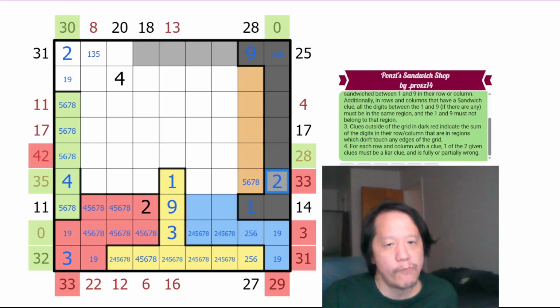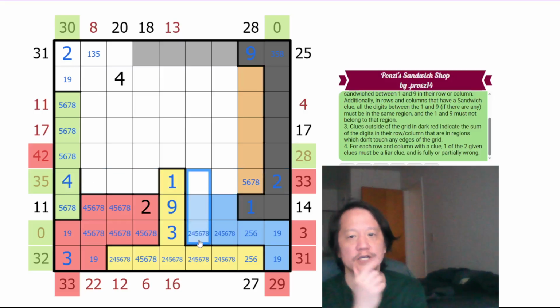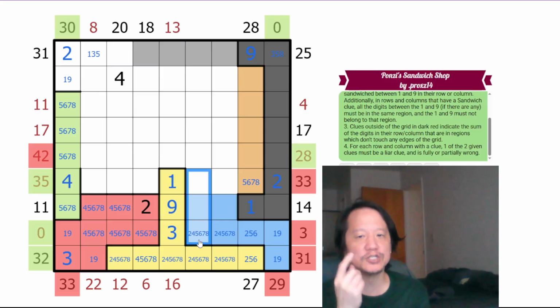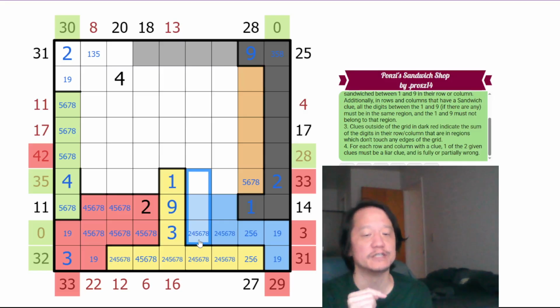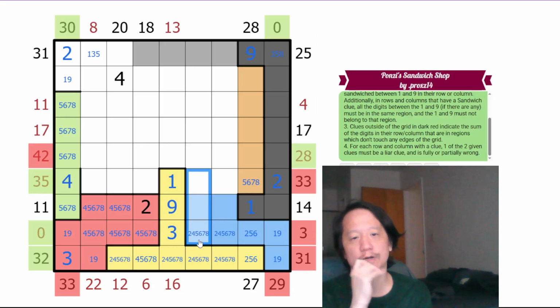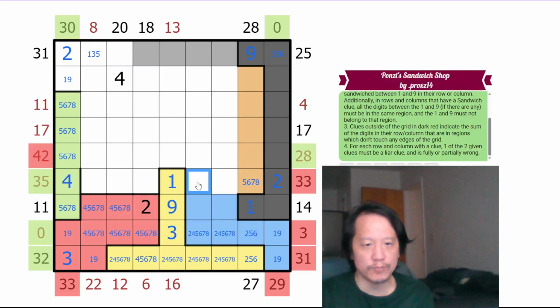Yeah. Because the blue is going to be a 3 here, so that the digits in regions that do touch the edge of the grid are 1, 2, 3, 4, right? So it has to have a 3 in one of these. So this cannot be 3 here.